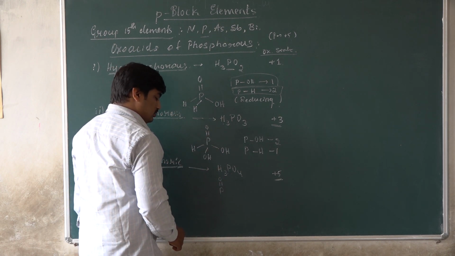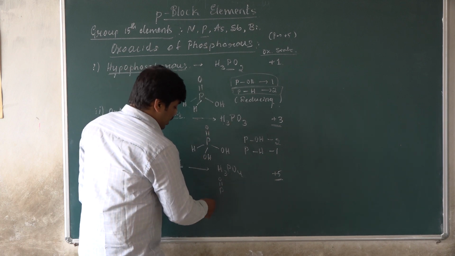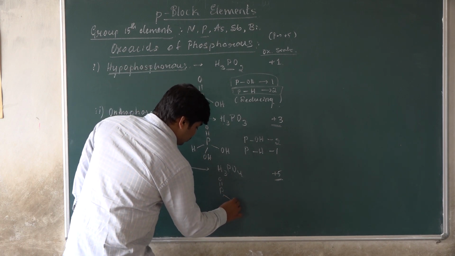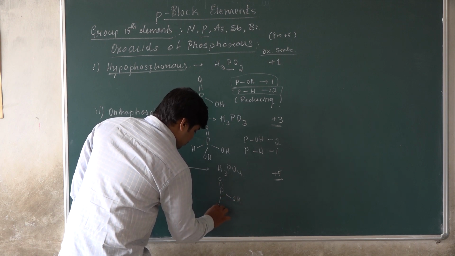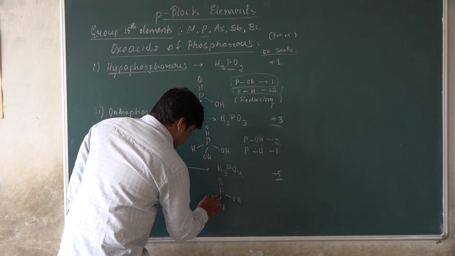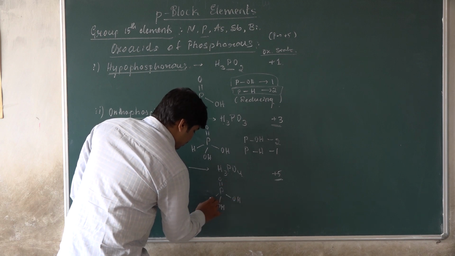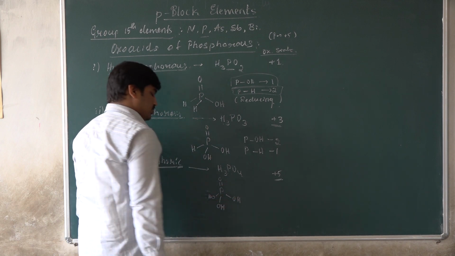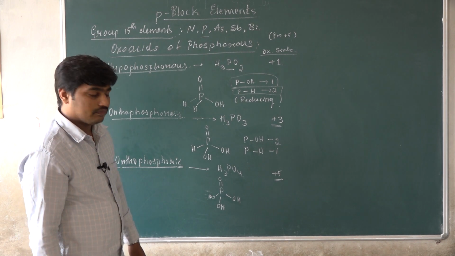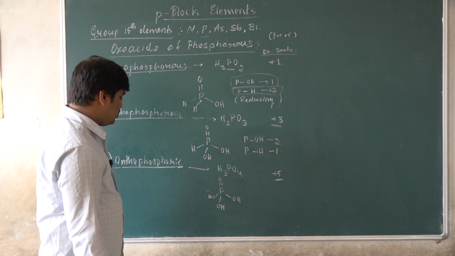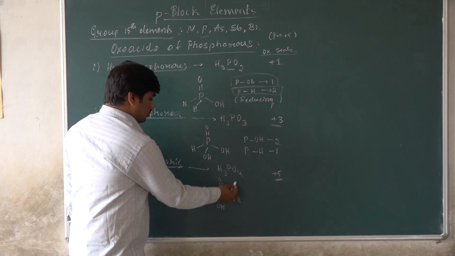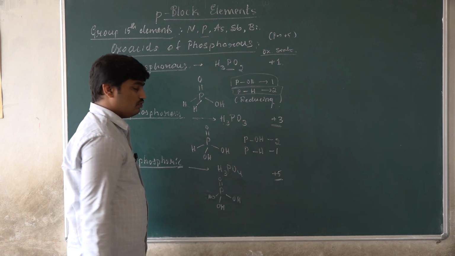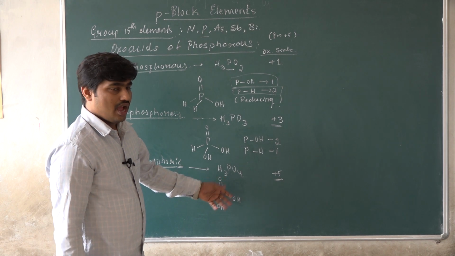Oxygen at the eggshell position with the double bond, and the other three tetrahedral bonds are with the OH. Yes, this is the structure. Just count the numbers: phosphorus 1, oxygen 1, 2, 3, 4, so 4 oxygen, 3 hydrogen. This is orthophosphoric acid, a phosphoric compound.